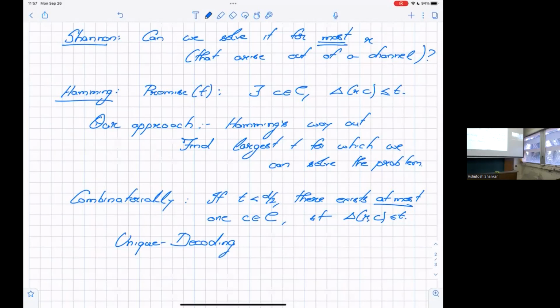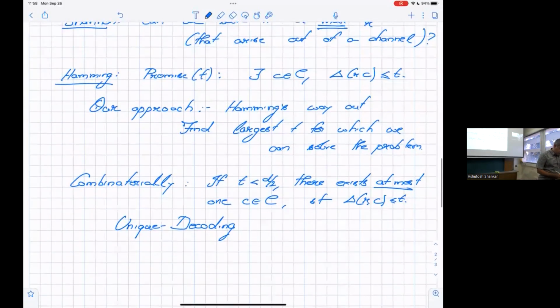We have seen lots of codes so far, but the issue is that for Hamming, we know how to do it exactly up to d over 2. For BCH also, I gave you the code, I gave you Reed-Muller, but I never gave you the algorithms for them. It's unclear how to do even unique decoding all the way up to half the distance. This problem is called unique decoding.